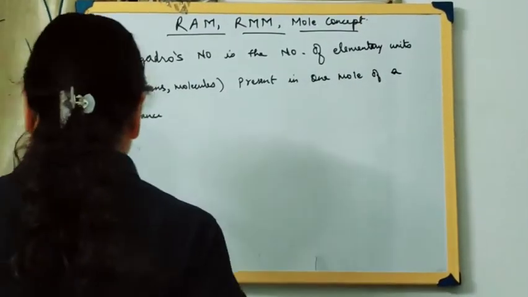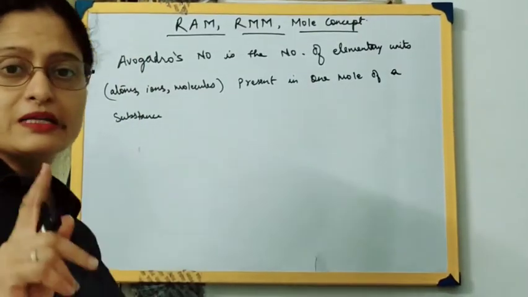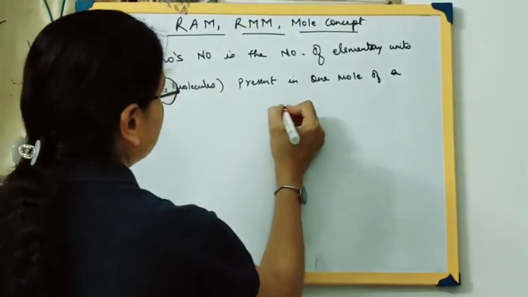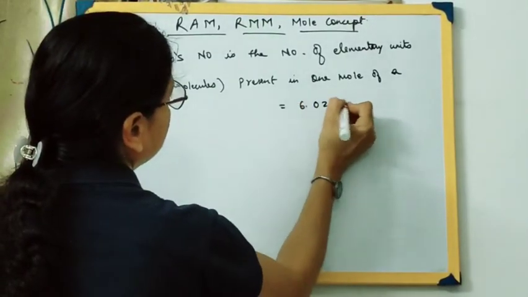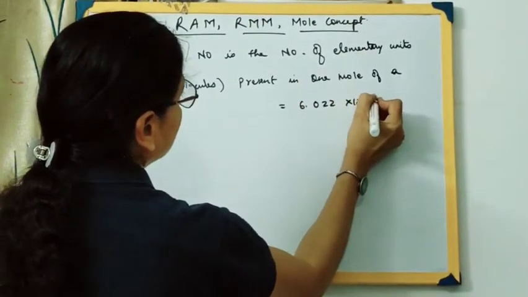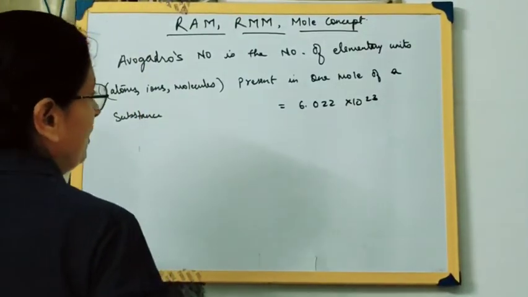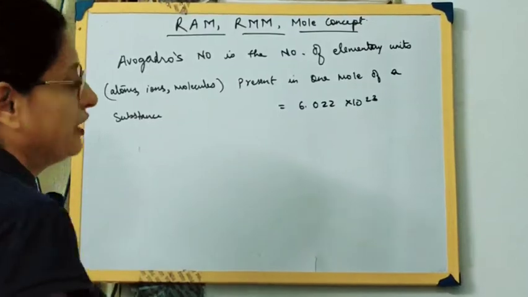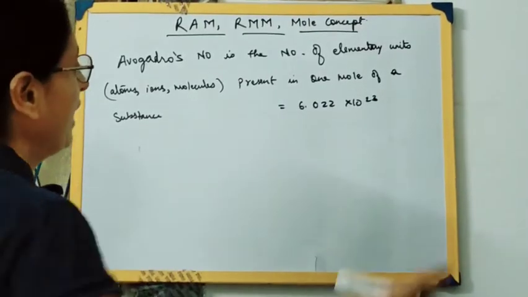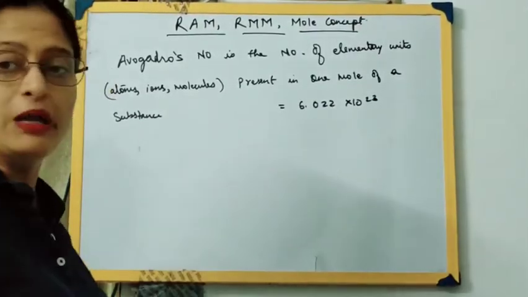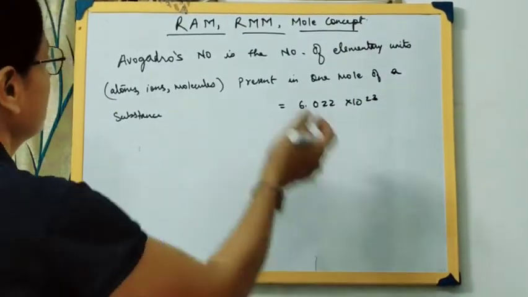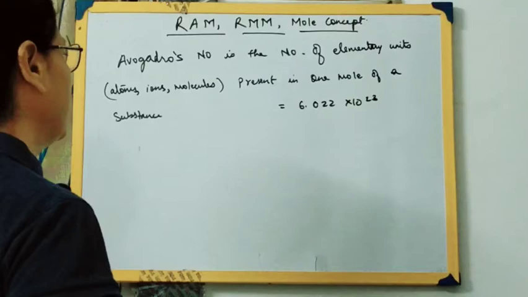So, how much is that number? Avogadro's number, that is the number of elementary units present in 1 mole of a substance, is equal to 6.022 into 10 raised to 23 elementary units. So when we say 1 mole of a substance, it contains this many elementary units. 1 mole of atoms, this many atoms. 1 mole of molecules, this many molecules.